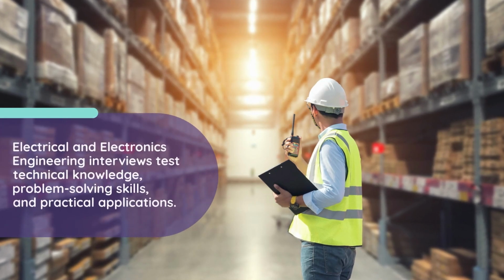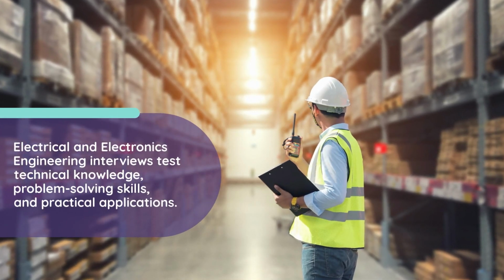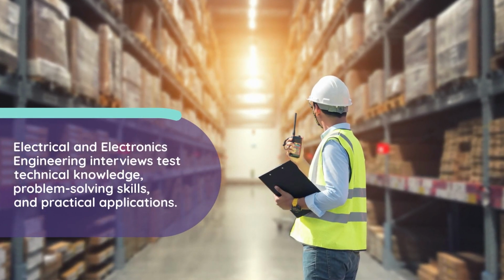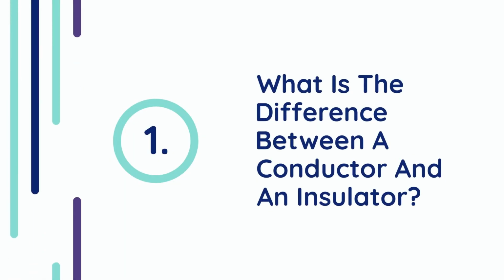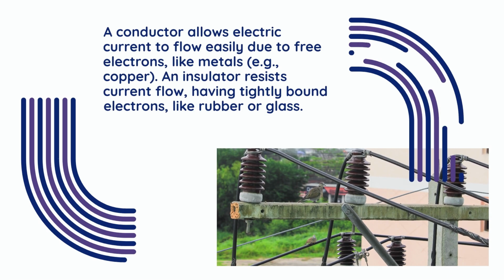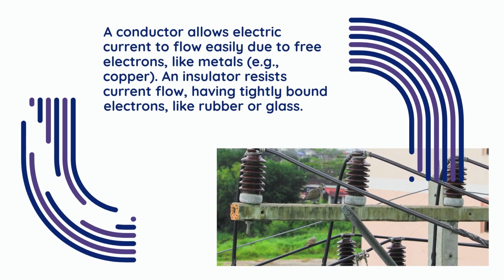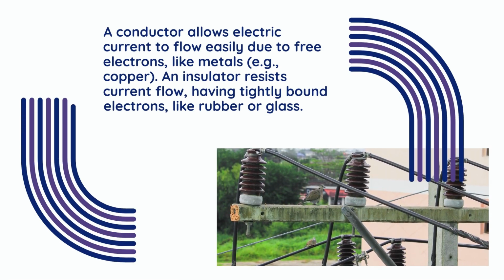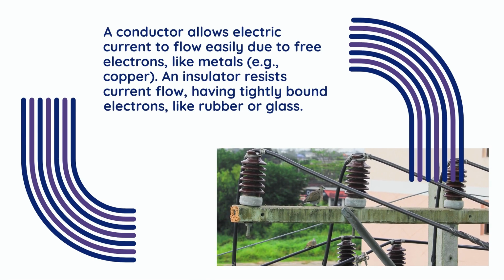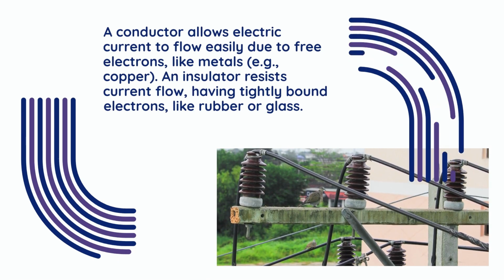Electrical and electronics engineering interviews test technical knowledge, problem-solving skills, and practical applications. 1. What is the difference between a conductor and an insulator? A conductor allows electric current to flow easily due to free electrons, like metals, e.g., copper. An insulator resists current flow, having tightly bound electrons, like rubber or glass.